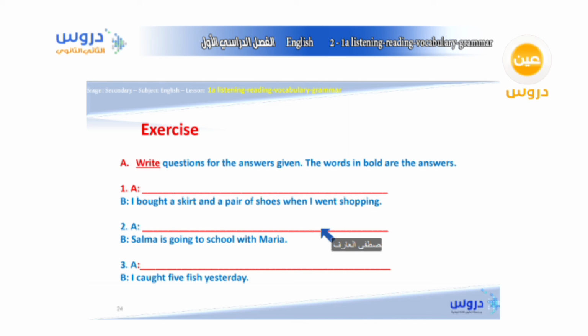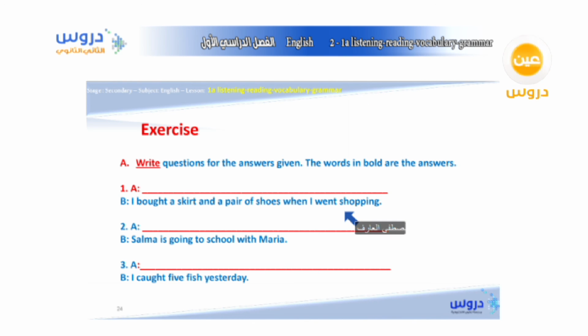2. Selma is going to school with Maria. So the question is, who is going to school with Maria? Who is going to school with Maria? 3. I caught 5 fish yesterday. And the question, if you have numbers, 5, so you ask, how many fish did you catch yesterday? How many fish did you catch yesterday?